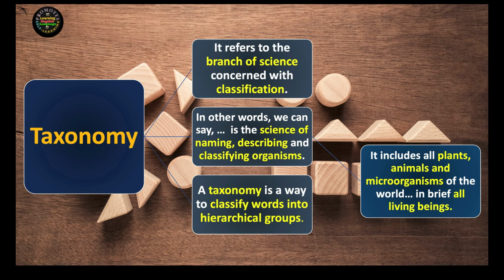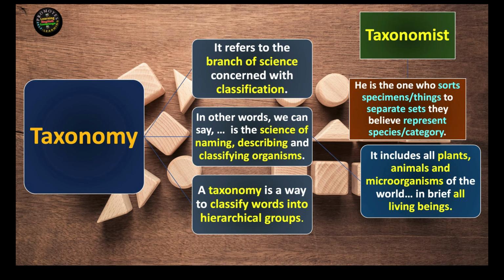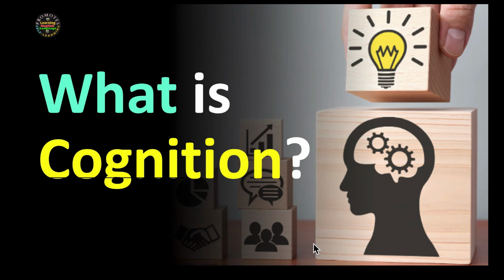So we can say a taxonomy is a way to classify words into hierarchical groups. That is how we interpret it in the field of language. And a taxonomist, in fact, is the person who sorts specimens, things, into separate sets they believe represent a species or category. What is cognition?